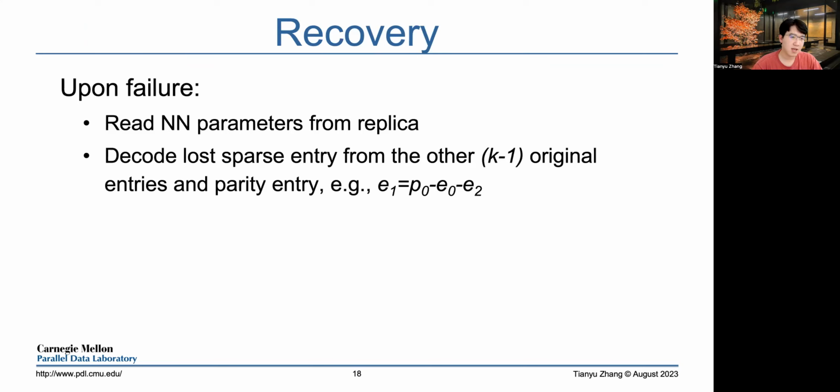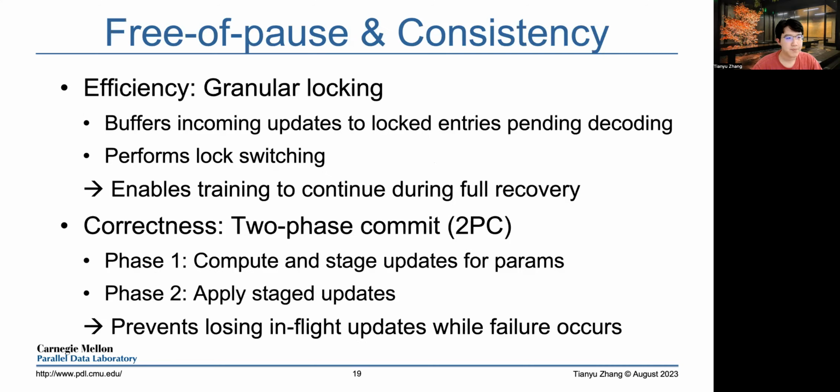And putting this all together, upon failure, we read the NN parameters from the replica, and we decode the lost sparse entries from the other original entries and the parity entry, as we did in the simple example just now. Further, to ensure freedom from corruption and consistency, we have granular locking that enables training to continue during full recovery, and two-phase commit to prevent losing in-flight updates while failure occurs. For the interest of time, we're not going to go into details of these. Feel free to refer to sections in the paper for details.